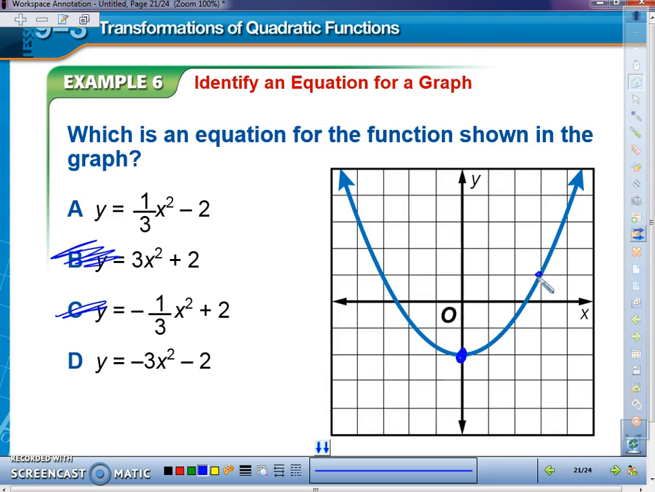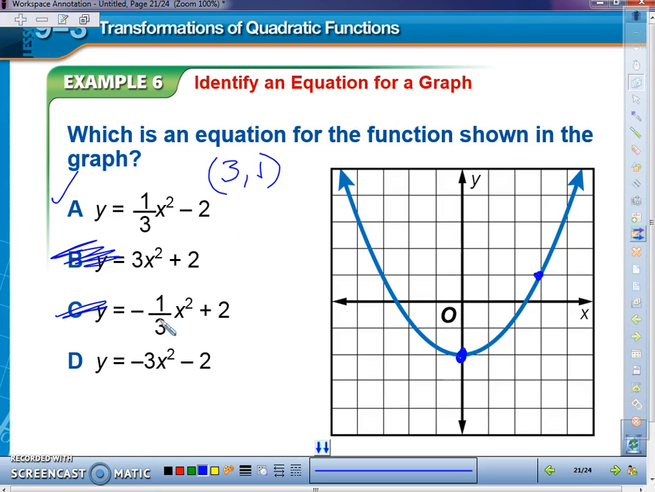So I'm going to pick this right here. So x is 3, y is 1. Is there a number where I can put 3, 1 into the equation and see if it works? Well, let's see. If I put a 3 right here, 3 squared is 9. 1/3 of 9 is 3. 3 minus 2 is 1. So A checks out. Let's try this one.